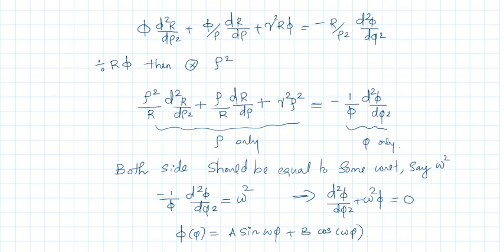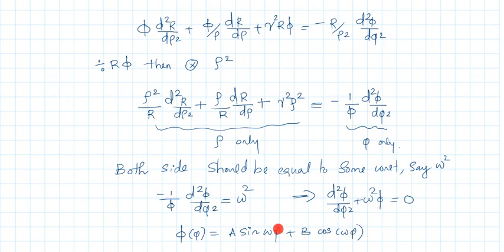These two are equal means both sides should be equal to some constant. Both sides should be equal to the same constant, say omega square. Take it as omega square. Then the right hand side becomes minus 1 by Phi d square Phi by d phi square equal to omega square. Rearranging, you will get the differential equation of simple harmonic oscillation. What is the solution? Phi is equal to A sin omega phi plus B cos omega phi. The general solution of simple harmonic oscillation is A sin omega phi plus B cos omega phi.